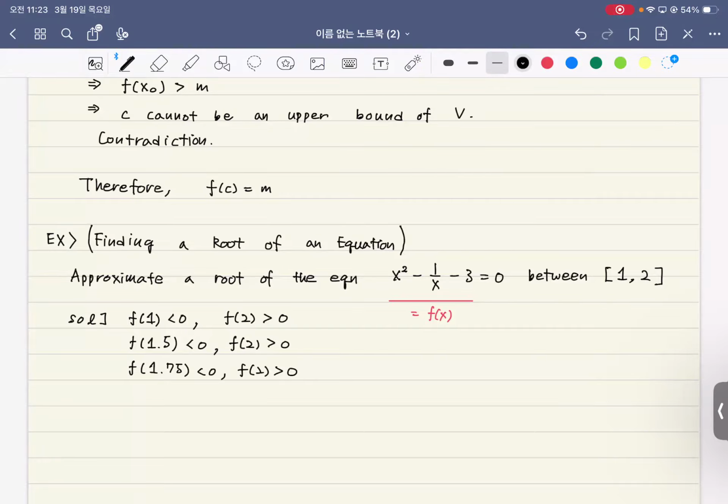This is one of the easiest applications of the intermediate value theorem, but I still believe this is one of the best methods we can get, especially for finding the root of an equation. Why? Because its convergence speed is as fast as an exponential function, right? So this is a super fast approximation. This is called the bisection method.